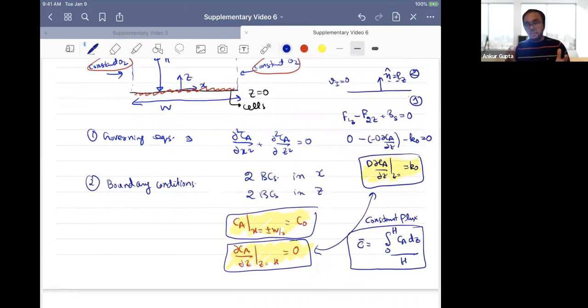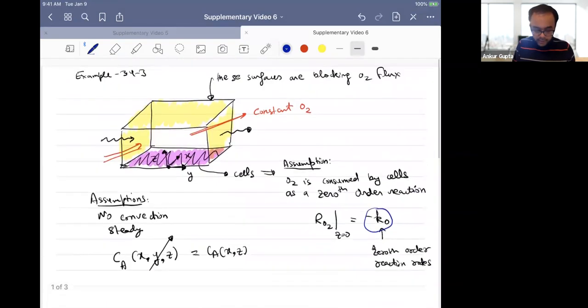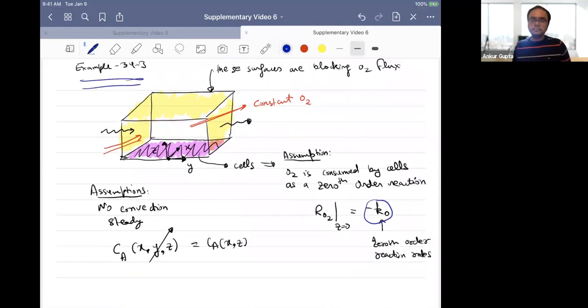And that was done in the paper, and you should definitely check it out if you're interested. And this is also in the book, example 3.4-3, if you want to take a look. Now note one thing which I want to emphasize is that these boundary conditions, constant flux, constant concentration, and interfacial balance, all three were used in this problem, and this is a real system.